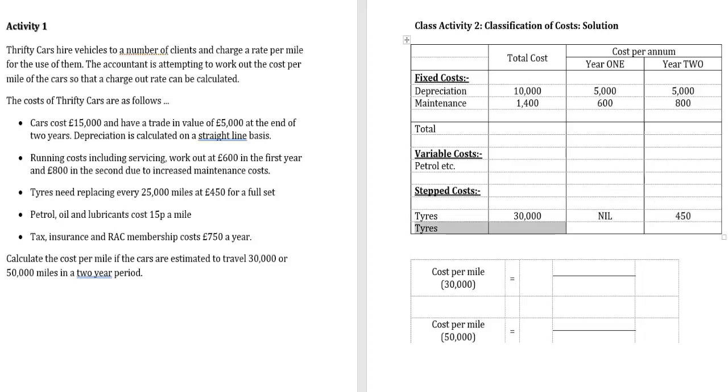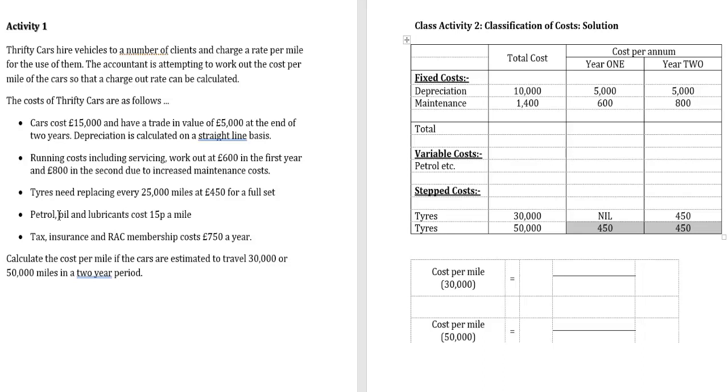Or let's consider 50,000 miles. 50,000 miles means 25 in the first year, 25 in the second year. So in that case, I need to change the tire twice. I will change it one time in the first year and second time in the second year. So in that case, it will be 450 in the first year and 450 in the second year.